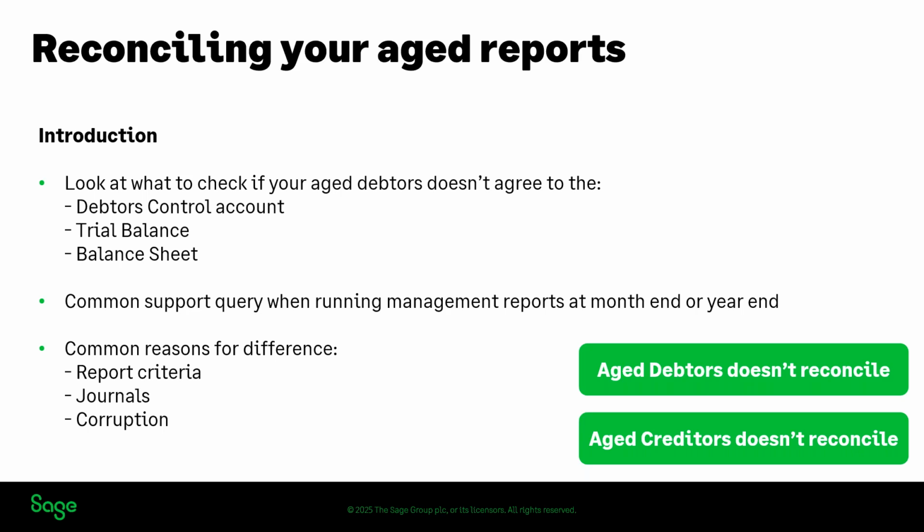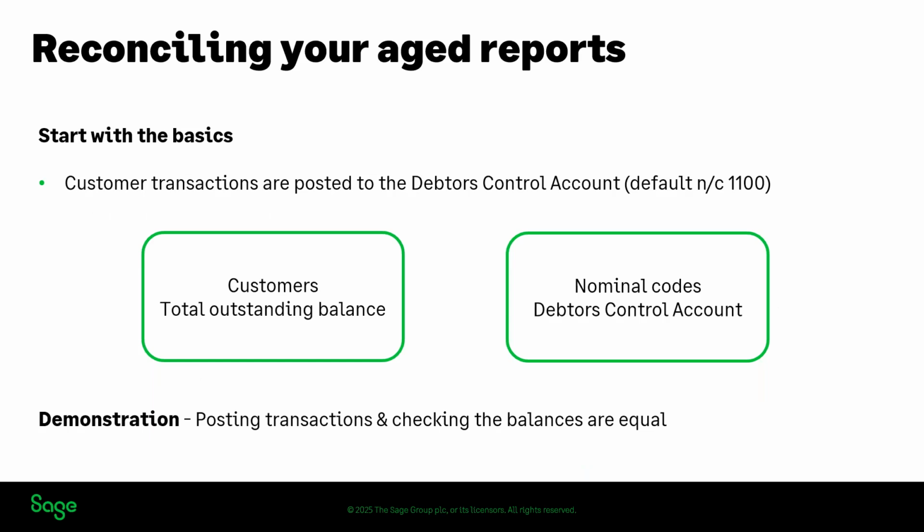Right, so let's get started. So we're going to start with the basics. I always say start with the basics before you go too in depth. So when you enter customer transactions, they are posted to your debtors control account. We'll have a look at that in a moment. So anything you post in customers will automatically be reflected in your debtors control account. Doesn't matter whether it's an invoice, a receipt, a credit, it'll reflect in your debtors control.